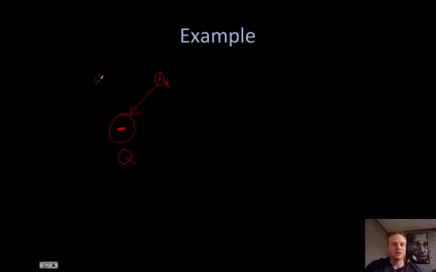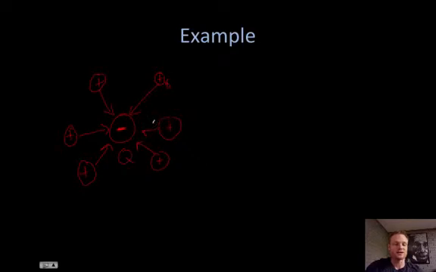Well, I could do that over and over again, and pretty soon you would have lines being drawn all over the place that would all head back into this negative source charge. Okay, so the electric field lines around it would all head back into the negative source charge.